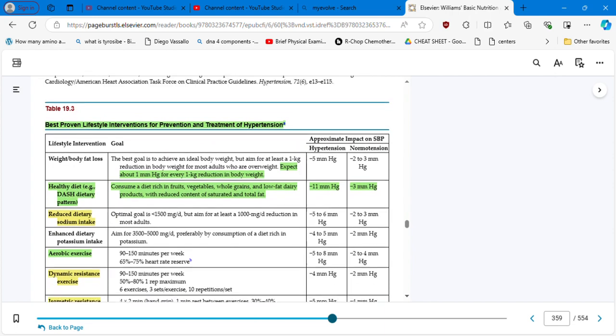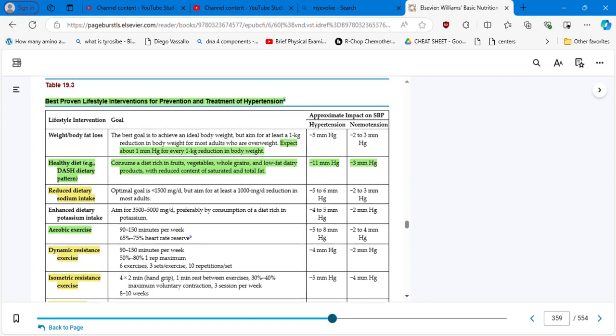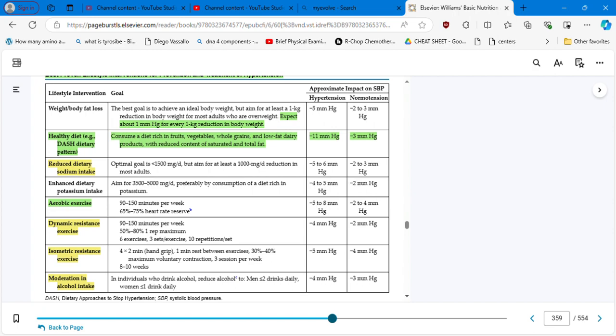Best proven lifestyle interventions for prevention and treatment of hypertension. You have weight and body fat loss, okay. You have the healthy diet, the DASH diet. And if you follow the DASH diet, probably your blood pressure is going to be reduced by 11 mmHg. Okay. Reduced dietary sodium intake, enhanced dietary potassium intake. But in this table, the most effective is the DASH diet.